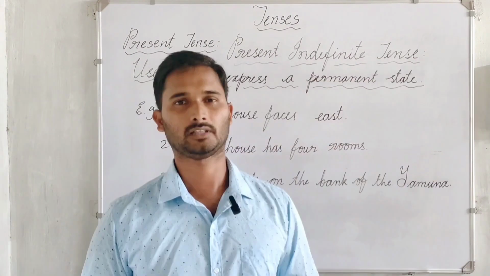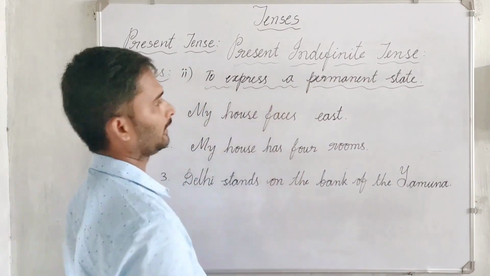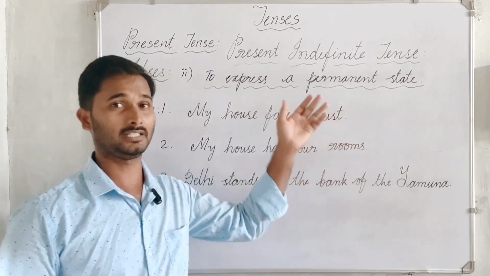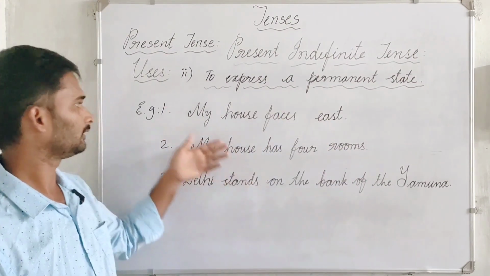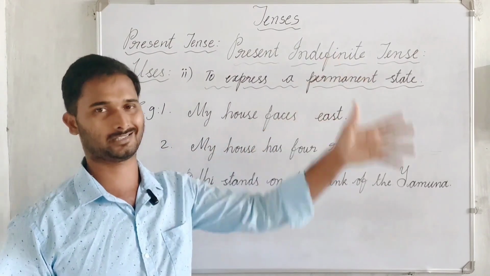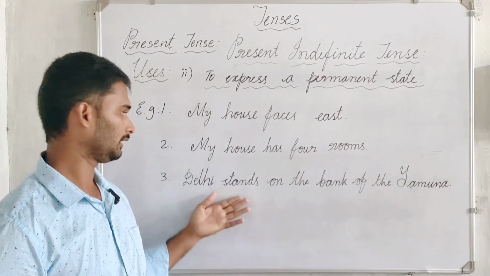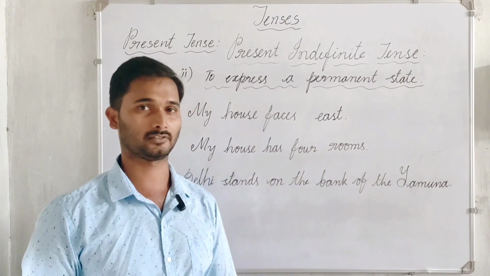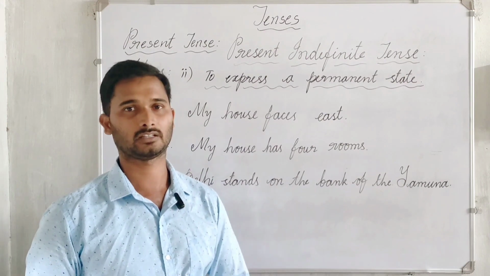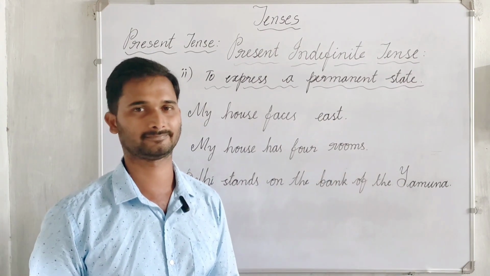Here is the second use of the present indefinite tense, to express a permanent state. The present indefinite expresses a permanent state. Let us see some examples. My house faces east, and my house has 4 rooms. The Yamuna river flows through the city, which cannot be changed, and it states a permanent state of something or someone.